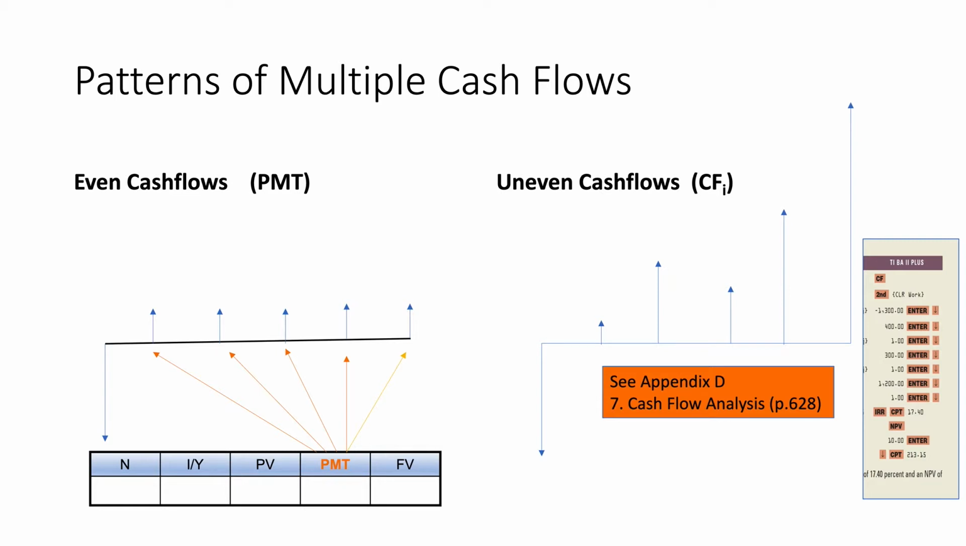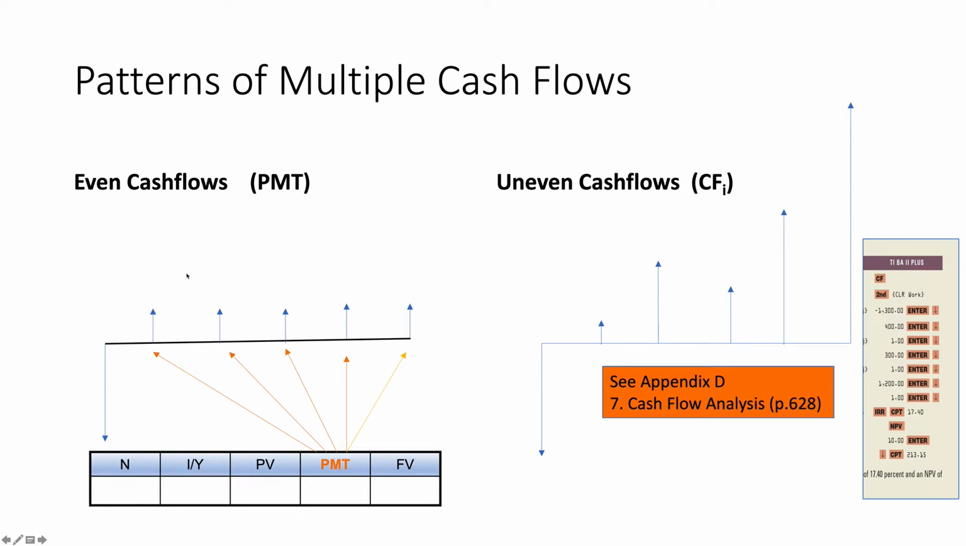Earlier, I showed you how to use the cash flow key to do the uneven cash flow analysis. If you still have some problem, please go over sample number 7 in Appendix D. The remainder of the lecture we are dealing with now is the even cash flow. Even cash flow means the future cash flow payments are the same.